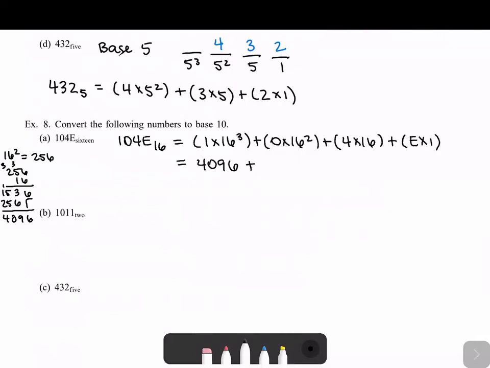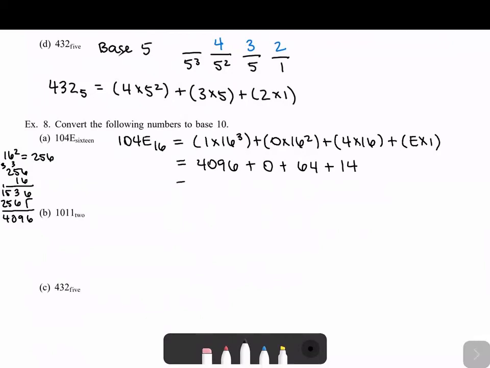4,096 plus 0 times 16 squared is just 0. 4 times 16, again, you may not know this off the top of your head, but it is 64. And then plus e times 1. So this is the case where you need to convert e to what it actually represents, what amount it actually represents, and that is 14.